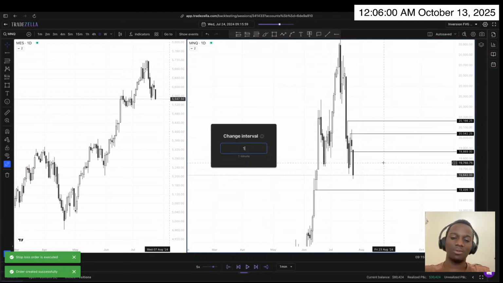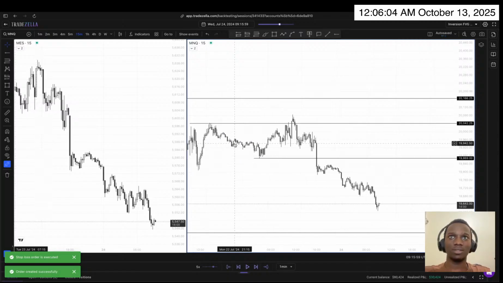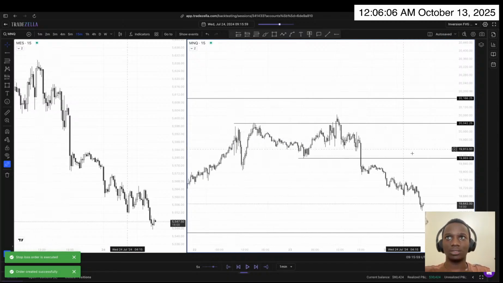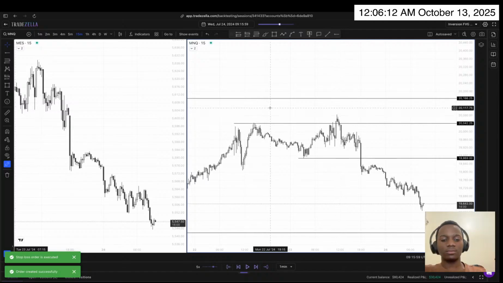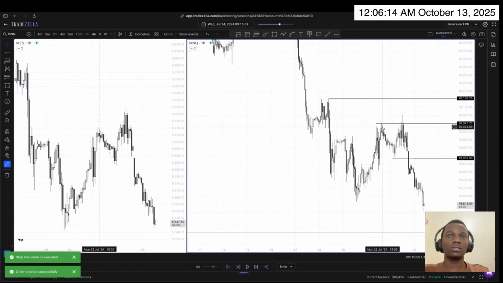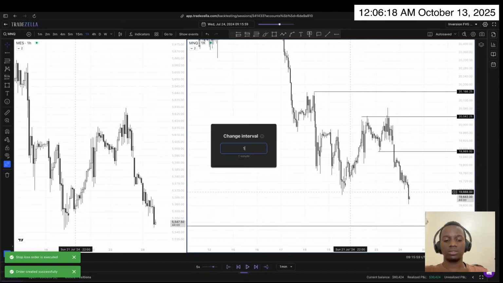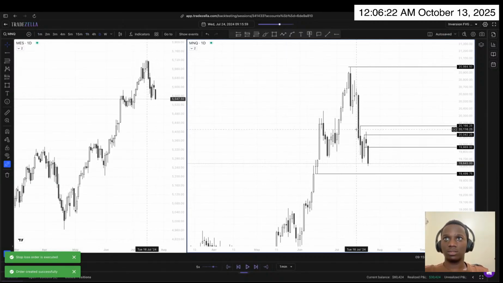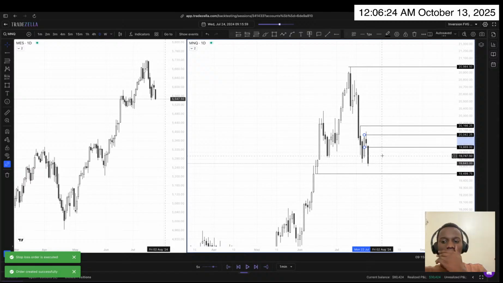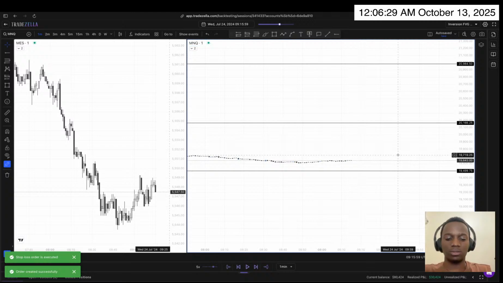But look at how beautiful it drops, man. Just right after stopping us out. When does it stop us out though? Right here. Let's already hit this low here. Okay, relatively close. We're going lower.